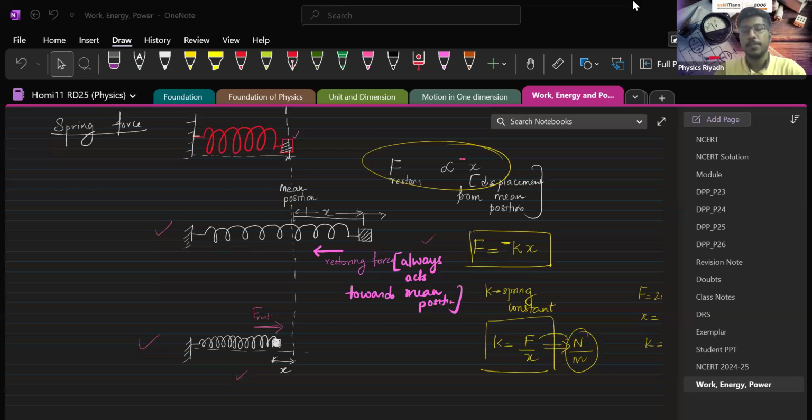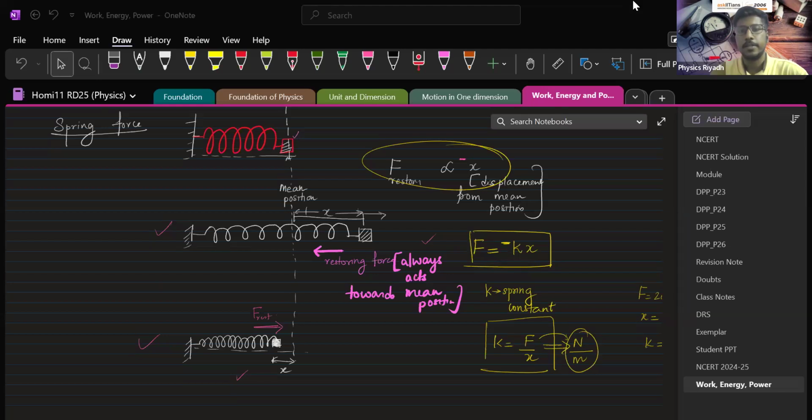Also, we have seen that for a non-conservative force like friction, the total work done in a cyclic process may not be zero. Like we have seen in the case of friction, it was 2 times the friction force into the displacement. So coming to spring force, which is again a conservative force, we discussed a few things in yesterday's class.